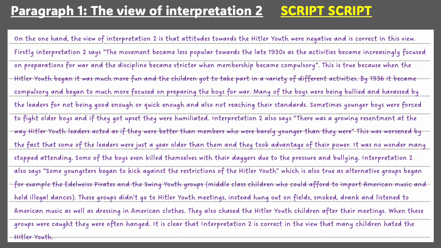So I'm giving you some good old knowledge here about these alternative groups and proving the quote that some kids rebelled against it. They also chased Hitler Youth children after their meetings. When these groups were caught, they were often hanged. So it's clear that interpretation 2 is correct in the view that many children hated the Hitler Youth. I've given, hopefully, plenty of evidence in there.